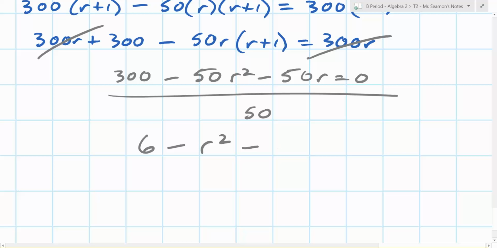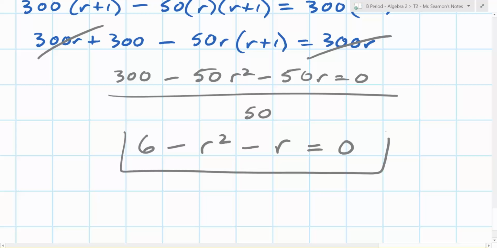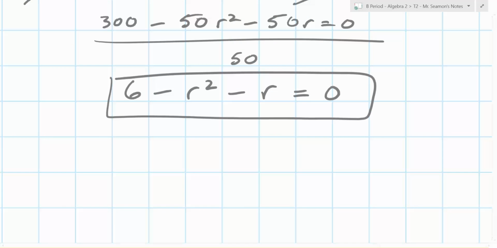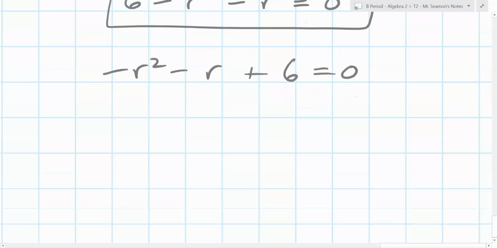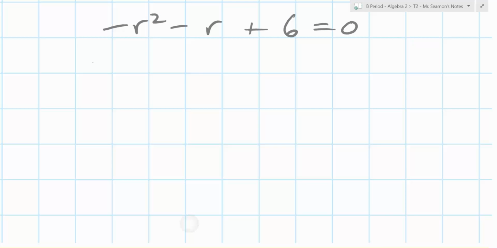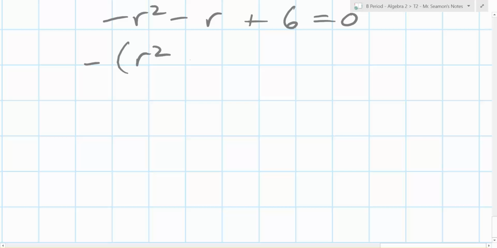Is this in the right order? Do we like having this in that order? No. What order do we like having it in? Descending powers. So what's the first term going to be? Negative r squared. Exactly. Minus r plus 6. Do we like that negative out front? No. So what should we factor out first? Negative. Negative r squared plus r minus 6 equals 0.